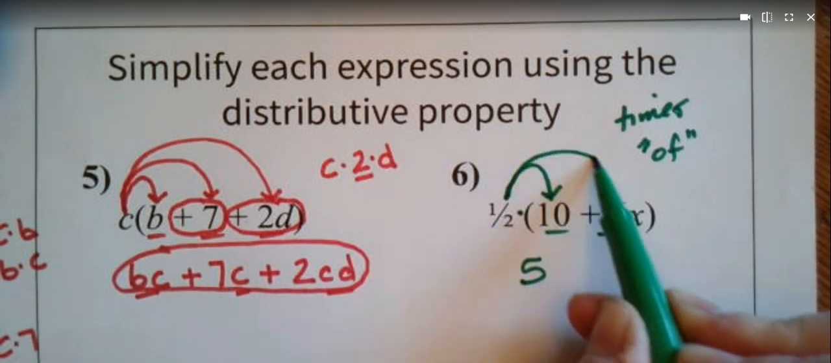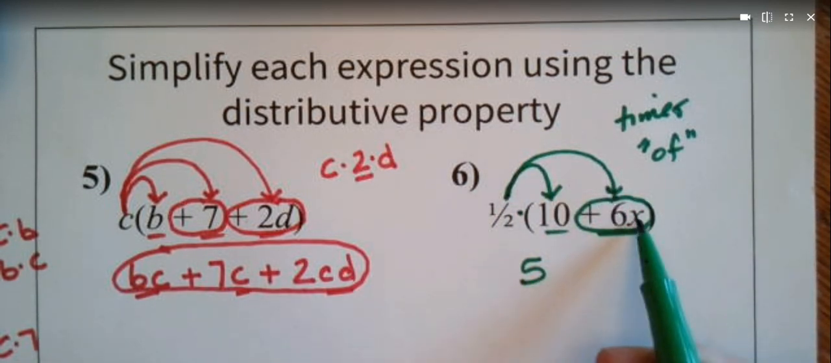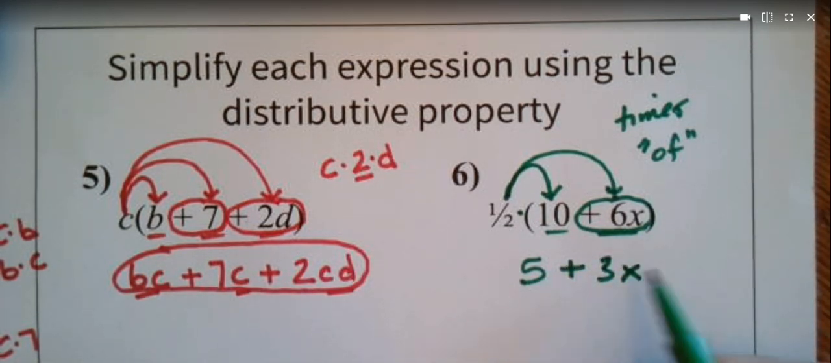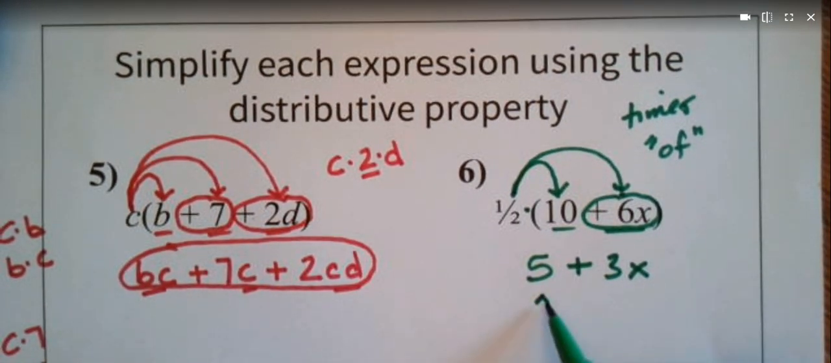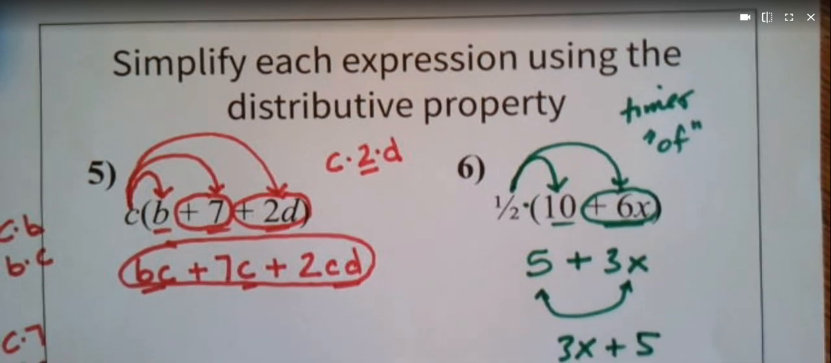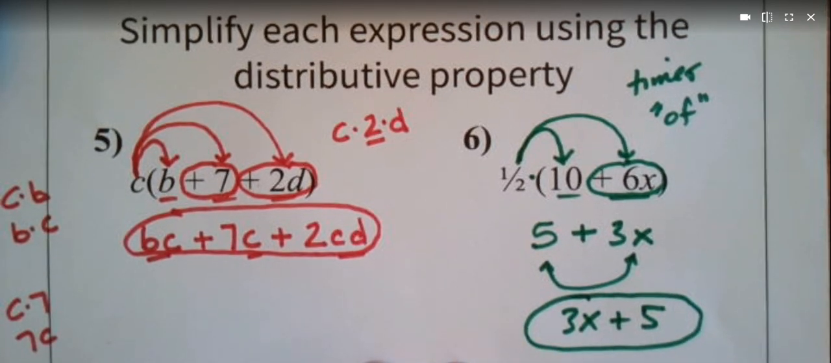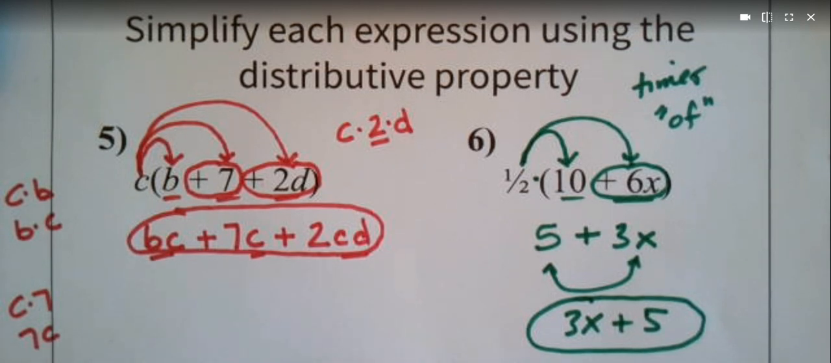Now I'm going to take half and multiply it by positive 6x. What is half of 6 x's? Well, if I have 6 x's, half of them would be 3 x's, positive 3 x's. So I end up with 5 plus 3x. Now I'm going to flip the order around and put the variable first, 3x plus 5, to write it more in the professional way. And then this would be my simplified expression. No longer do I have parentheses.